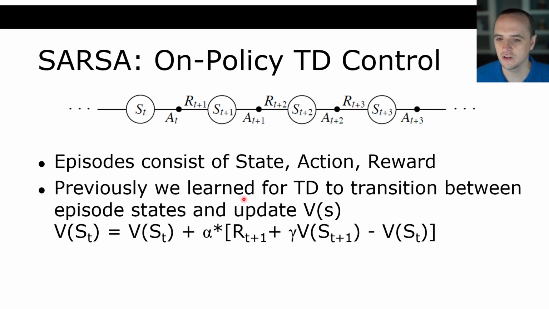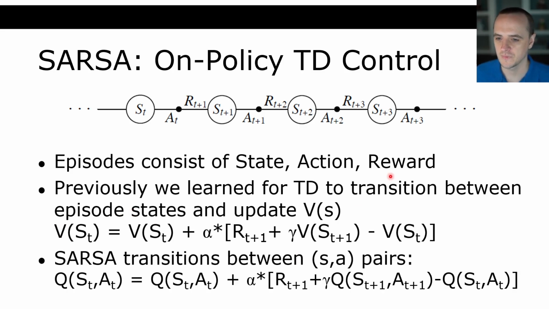Previously, we learned that for TD to transition between episodes, states, and update V, we have V of ST equals V of ST plus alpha times the target minus the previous value. Okay? For SARSA, instead of using the values of states, we need the values of state action pairs. SARSA transitions between state action pairs. So this is the update rule for SARSA.